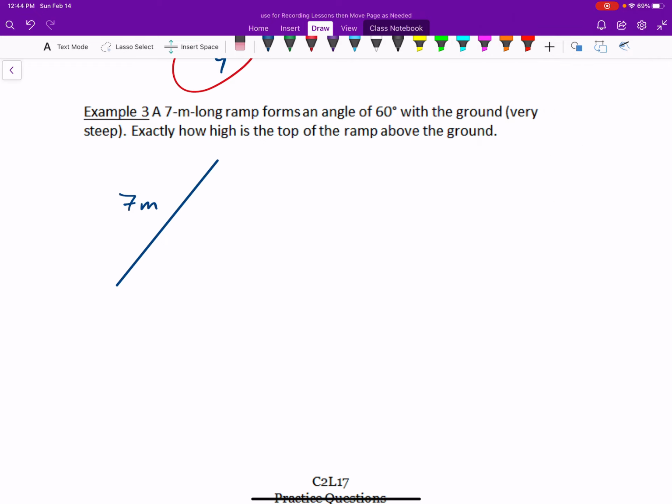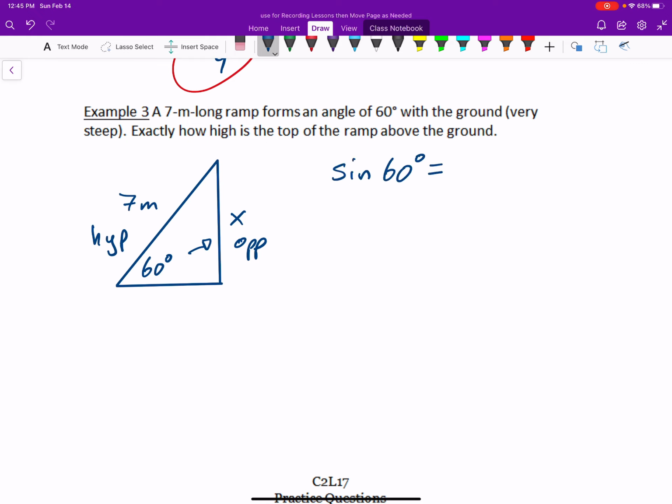So if this line represents the ground, then the height of the top of the ramp is going to be represented by this side here, isn't it? I want to find out what I'm calling x. What I know is that this is a 60-degree angle. So, using my knowledge of trig ratios, I know that x is my opposite side, and 7 is my hypotenuse. So with opposite and hypotenuse, I'm going to set up a sine ratio. Sine 60 is equal to x over 7.